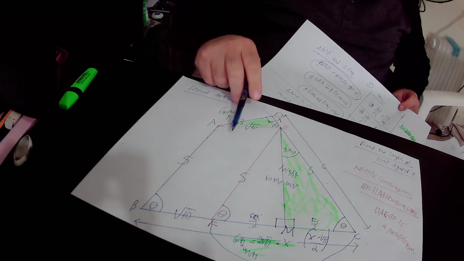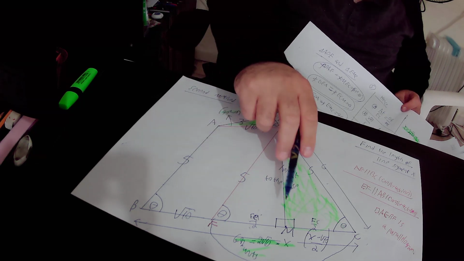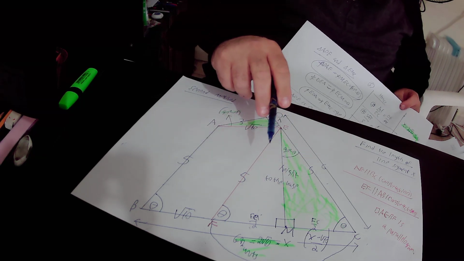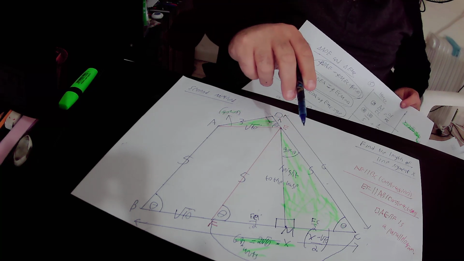Okay, so in both methods, we found out that the length of line segment BC that is equal to x is either 2 times square root of 10 units, or in terms of numbers, it is 6.32 units.